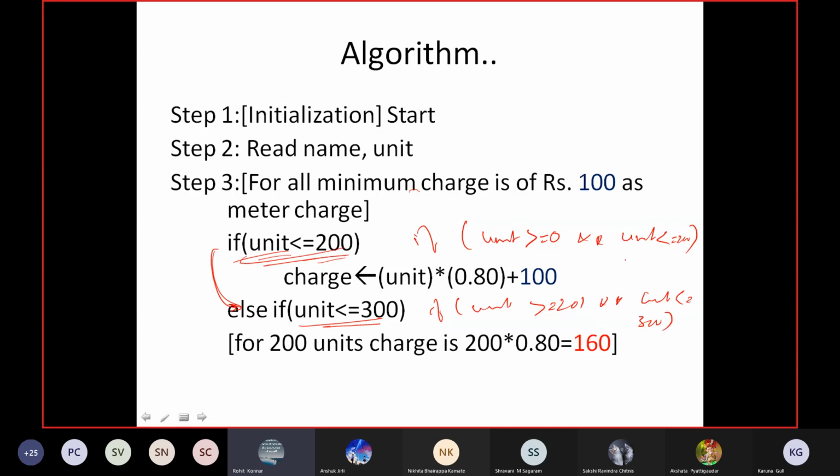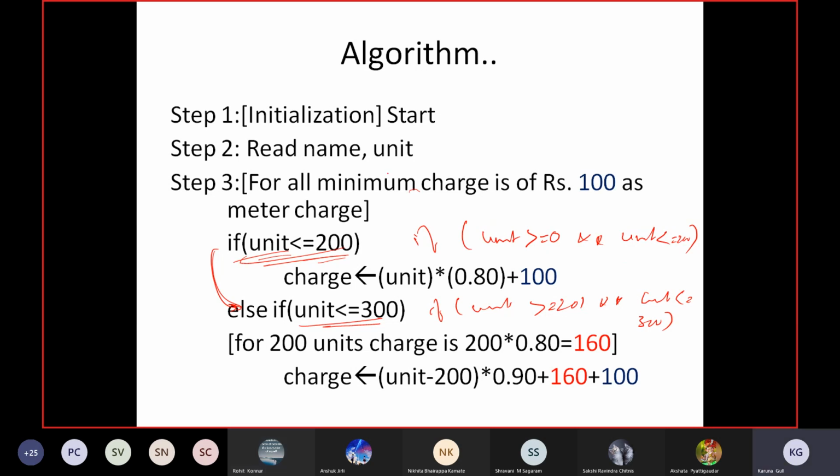Unit into 0.8 plus. Is this okay? Yes, ma'am. So this is 200 into 0.8, that is yielding me 160, that I have directly written here.